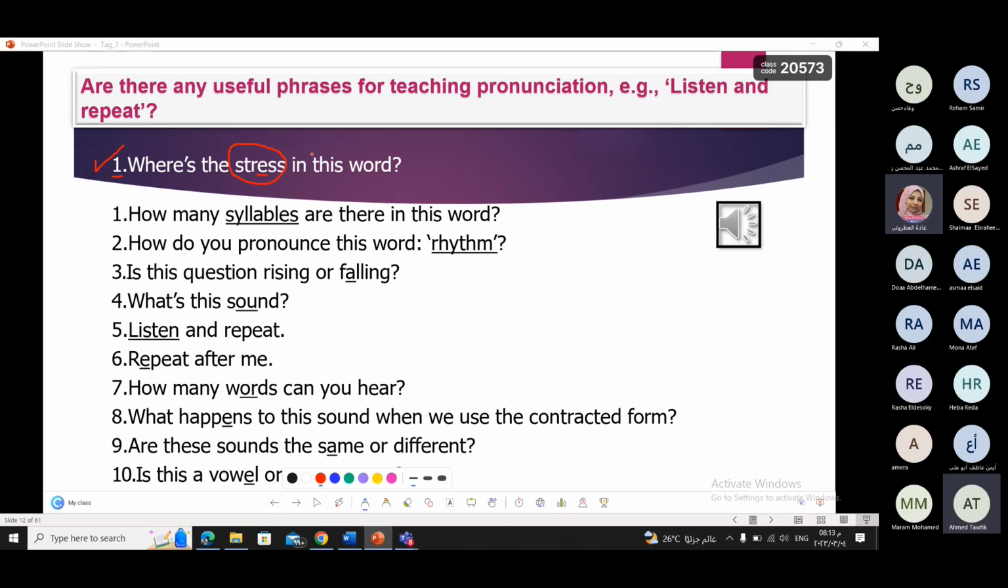Okay. Can you tell me what are the words that are stressed in this question? You said that this sound is stressed, right? This is another question for you, Mr. Ahmed. I know that you are an amazing teacher, and you will answer. Okay. Where is the stress in the words in this question?